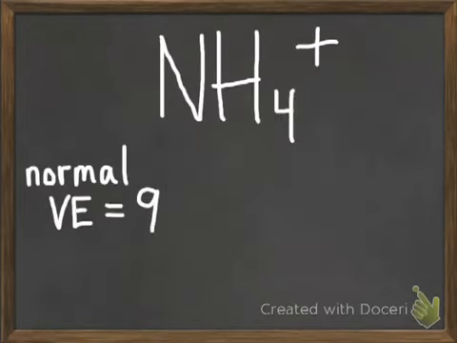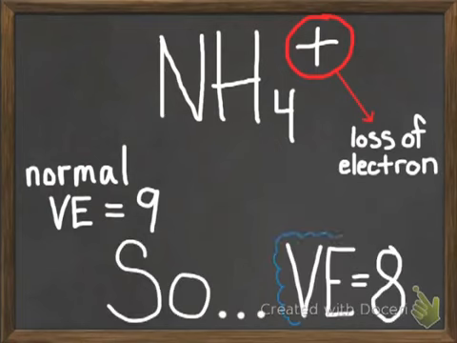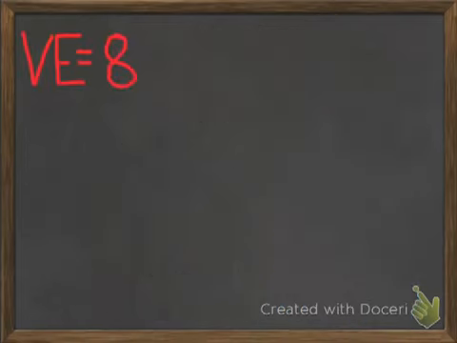This is called ammonium, and this one has a positive charge. Normally we would have 9 valence electrons, because nitrogen brings 5 electrons, and the 4 hydrogens bring 4 electrons. So the normal valence electrons would be 9. But we have to notice the charge. It's a plus sign, which means we have a loss of an electron. So our valence electron number is actually 8.